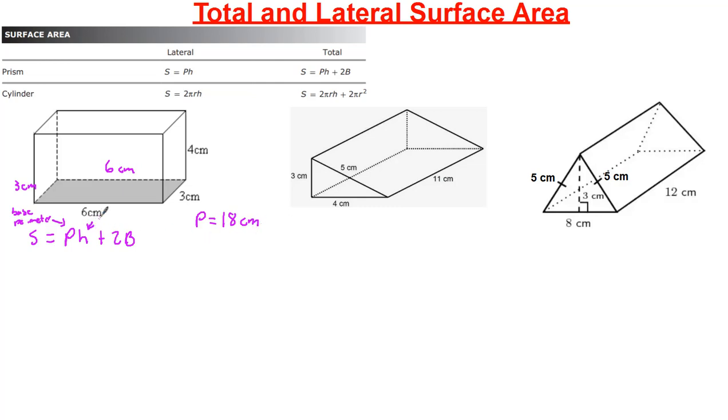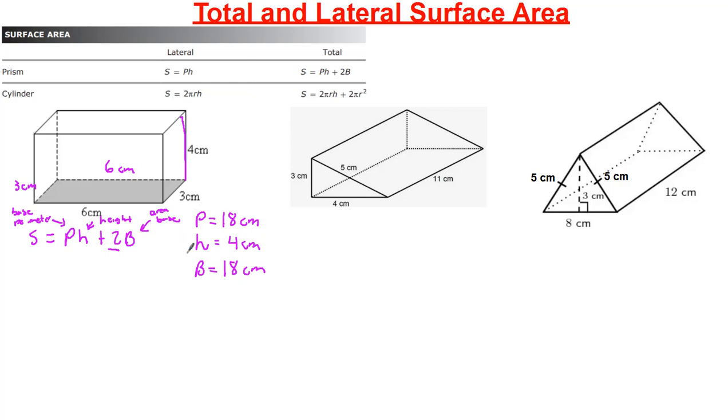Next, I need the height of the entire figure. The height goes from base to base. So it's the distance from this rectangle to this rectangle. That distance is represented by this right here, which is 4. So my height is going to be equal to 4 centimeters. Next, 2 is 2. We don't really have to do anything about that. But this big B, we've seen this before. This is going to be the area of the base. So big B in this case is going to be 6 times 3. 6 times 3 is 18, so that's going to be 18 centimeters.